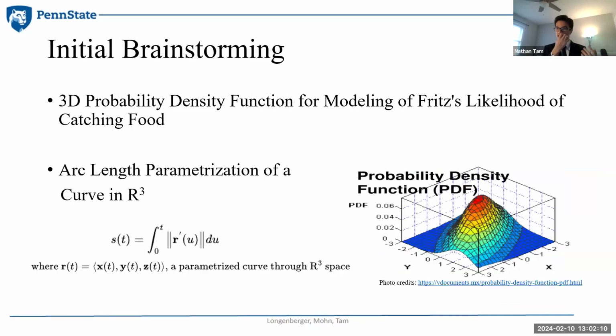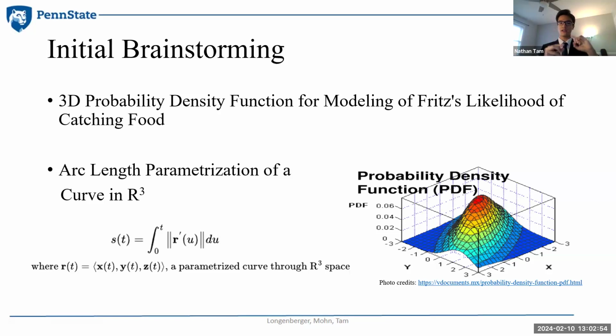So our initial brainstorming process began with several general mathematical ideas. We began by looking at the problem from a probability standpoint. One of our initial ideas was seeing if we could model Fritz as a three-dimensional probability density function, under the idea that there is a specific probability value in three-dimensional space where the food is and Fritz catching that. As you can see on the slide, I have an example of a 3D probability density distribution.